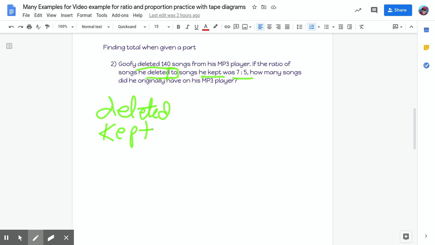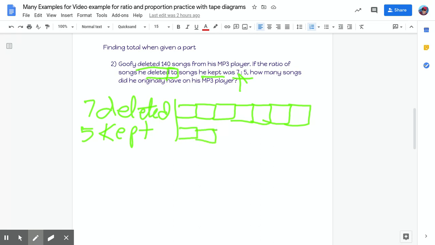7 to 5, deleted to kept. 1, 2, I like that green color, 3, 4, 5, 6, 7. If you remember, that 7 in the ratio tells you how many boxes. So he deleted 7, and he kept 5, so we need to make 5 boxes here, and they should line up: 1, 2, 3, 4, 5. Making it underneath the other one is very helpful. He deleted 140.